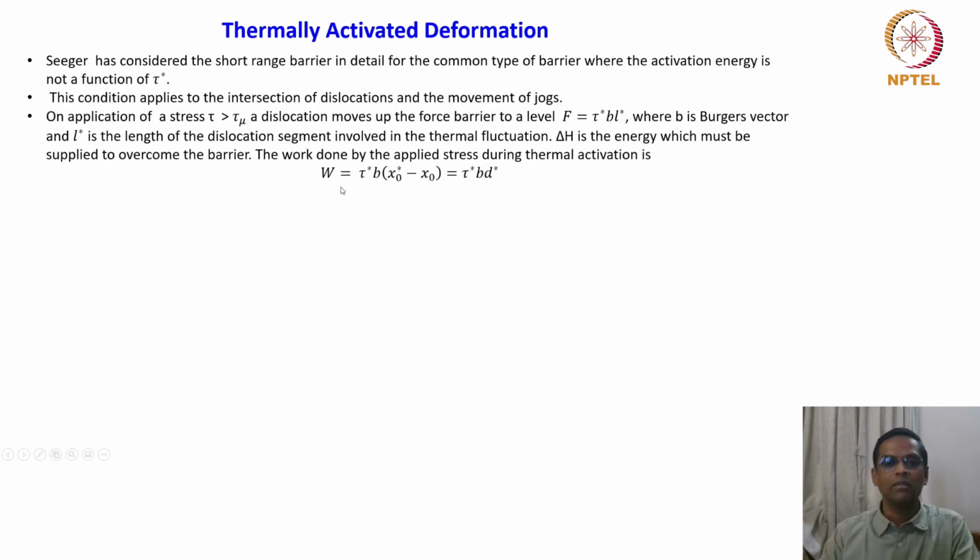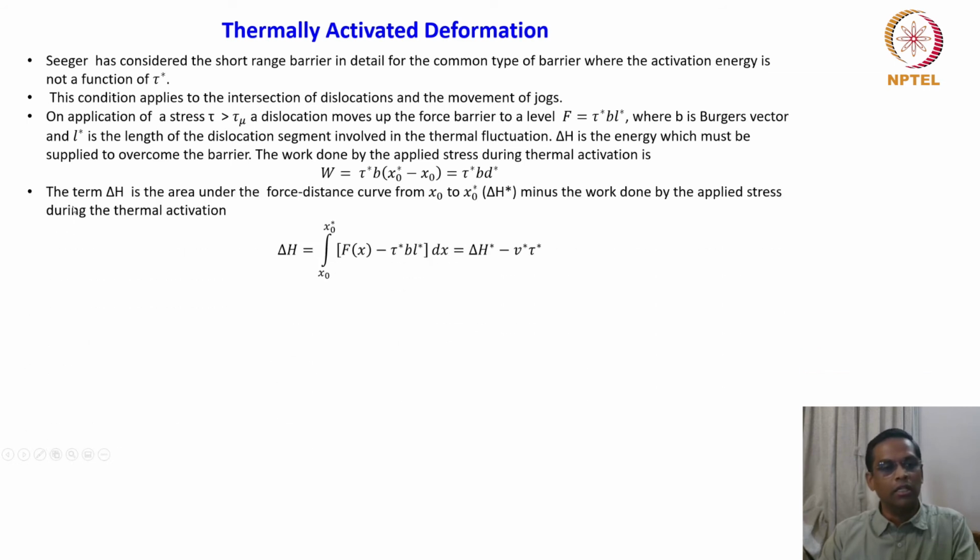So the work done by the applied stress during the thermal activation is given by tau star b d star. The term delta H is the area under the force distance curve, that is, the total area under the force distance curve from x naught to x naught star, which can also be written as delta H star minus the work done by the applied stress during the thermal activation.